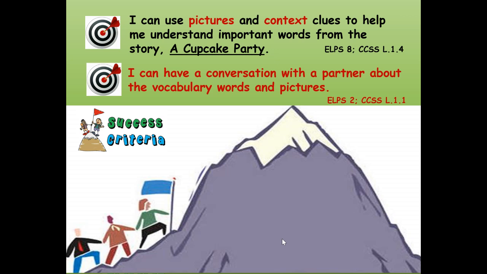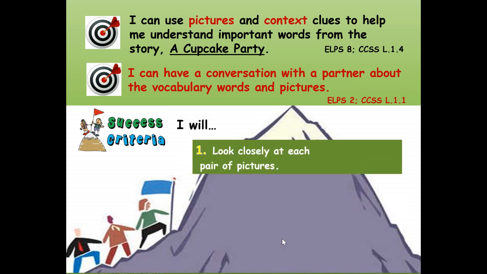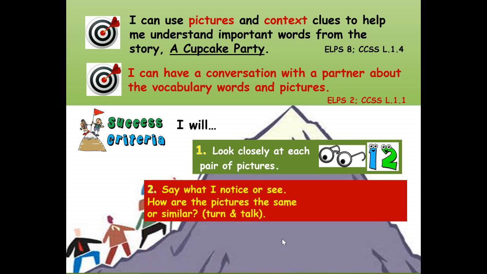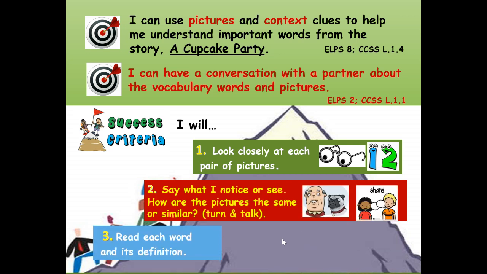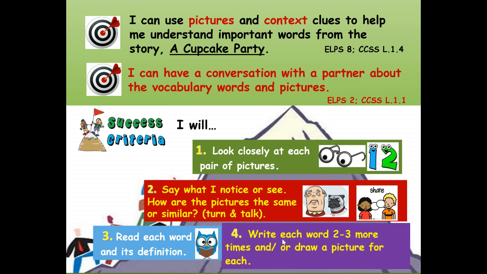Well, here are the steps to success. I will. Number 1, you're going to look closely at each pair of pictures. 2, say what you notice or see. How are the pictures the same or similar? That's where we turn and talk. And then you're going to read each word and its definition, and then you're going to write each word and then draw a quick picture or sketch.